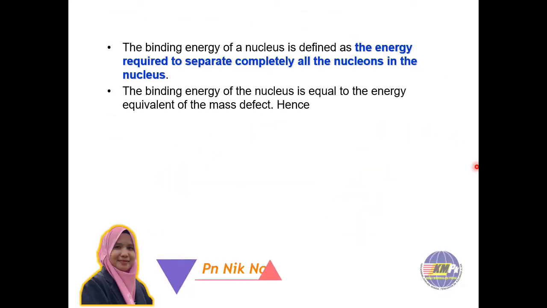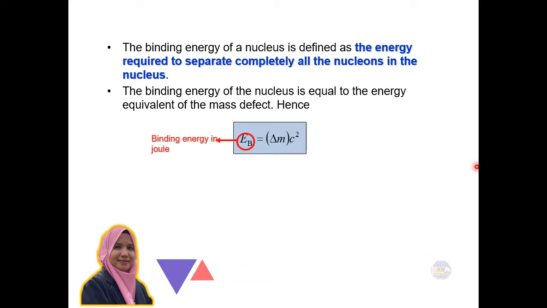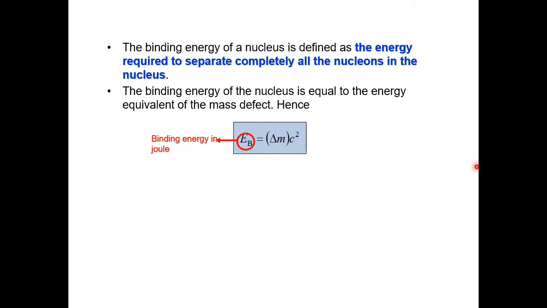In other words, the binding energy of a nucleus is defined as the energy required to separate completely all the nucleons in the nucleus. And the binding energy of nucleons is equal to the energy equivalent to the mass defect. Regarding the formula EB equals delta mc squared, EB is binding energy in unit joule, delta M is mass defect in unit kg, and C is speed of light in vacuum.